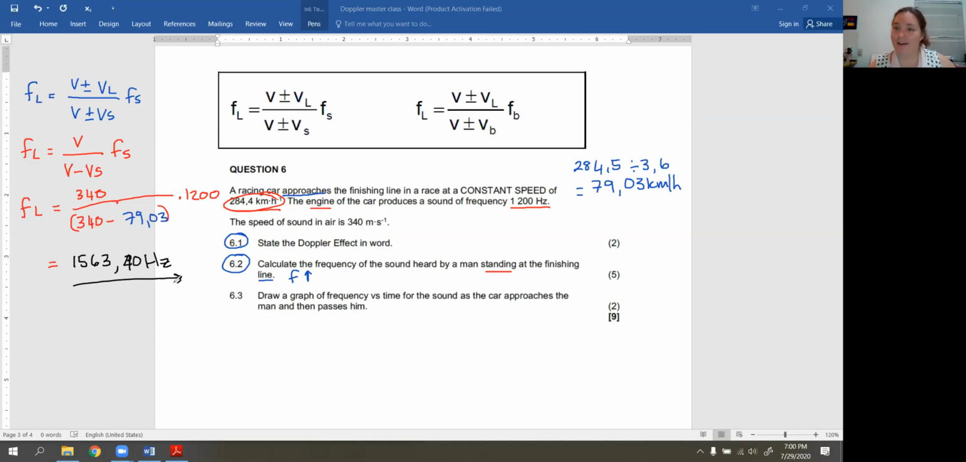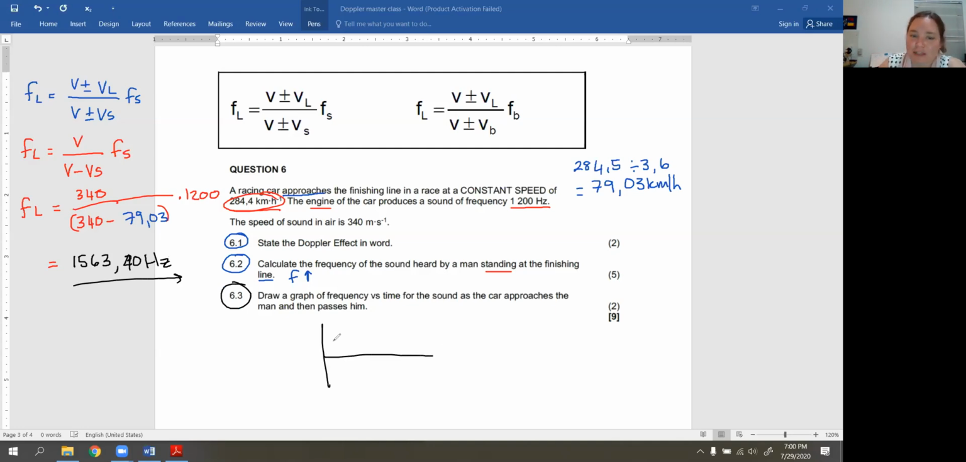Having got that right the second time round, can I ask who got the same answer? Did I make a mistake again? I don't think so. Okay, good. So some of you did. You're then asked to draw a frequency versus time graph for the man.